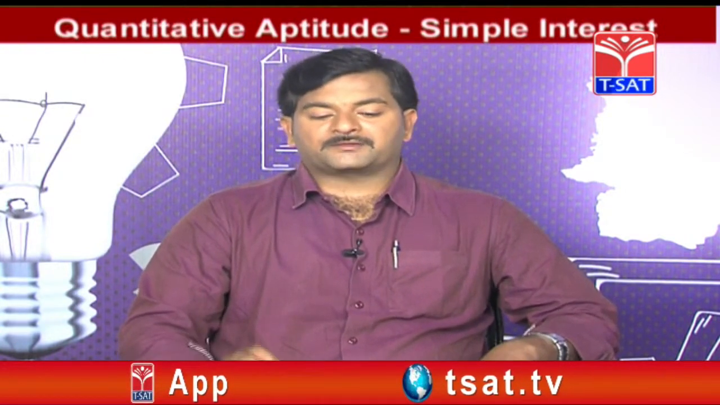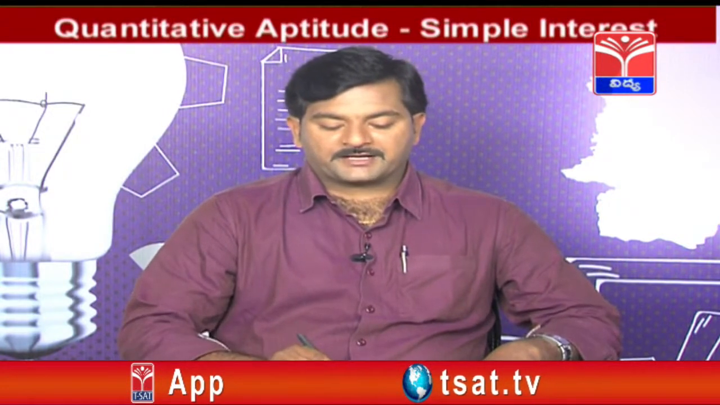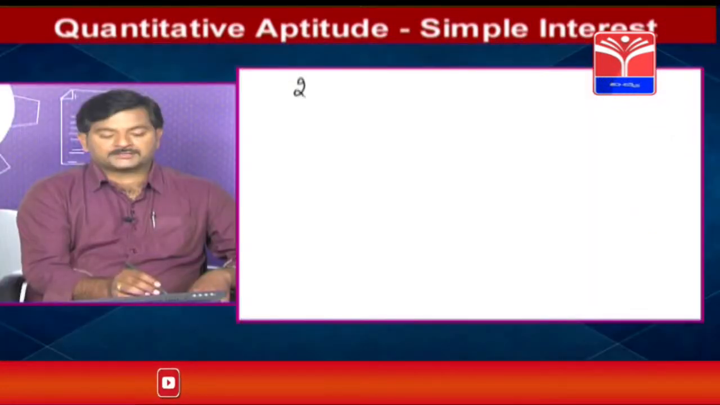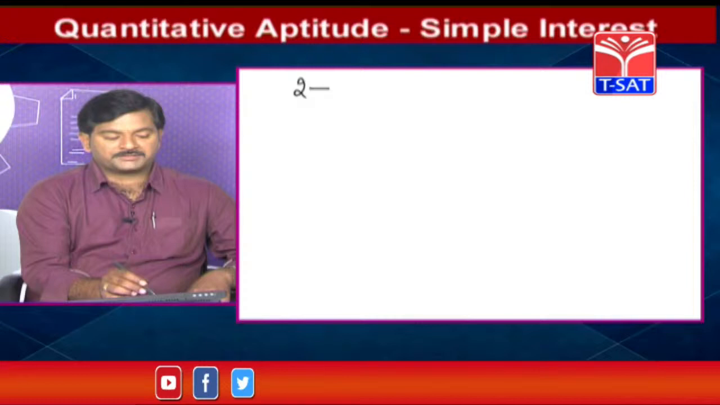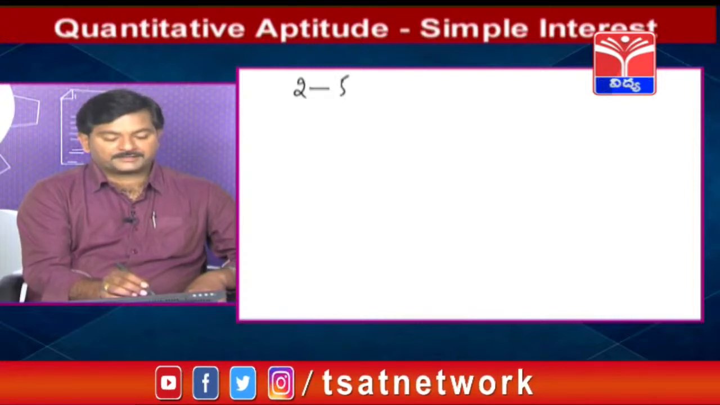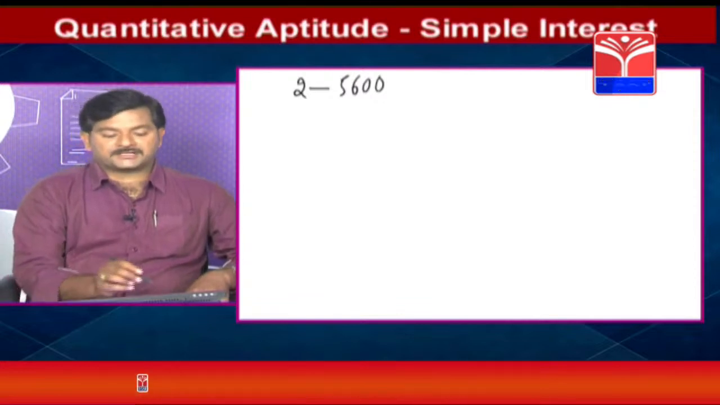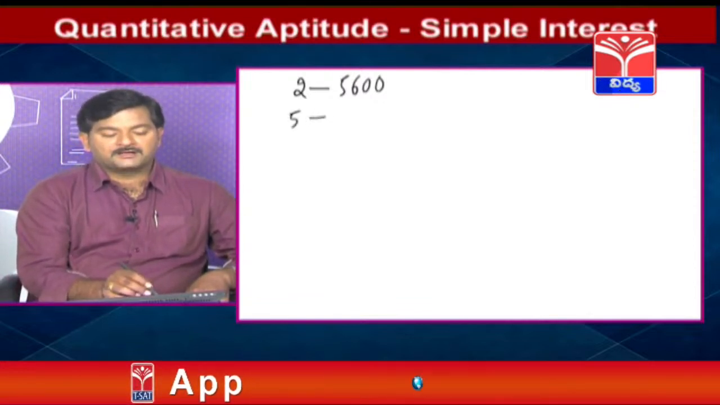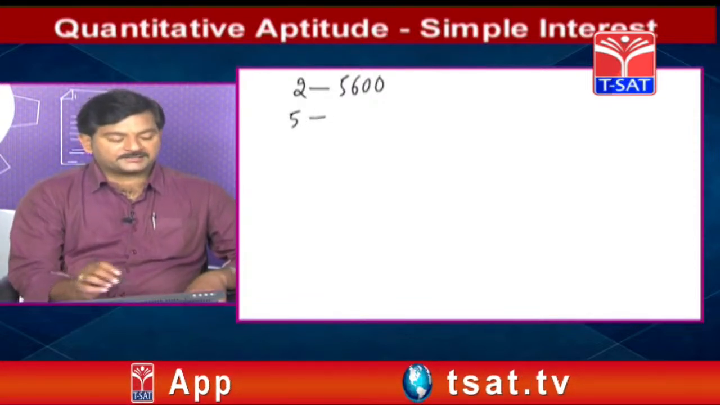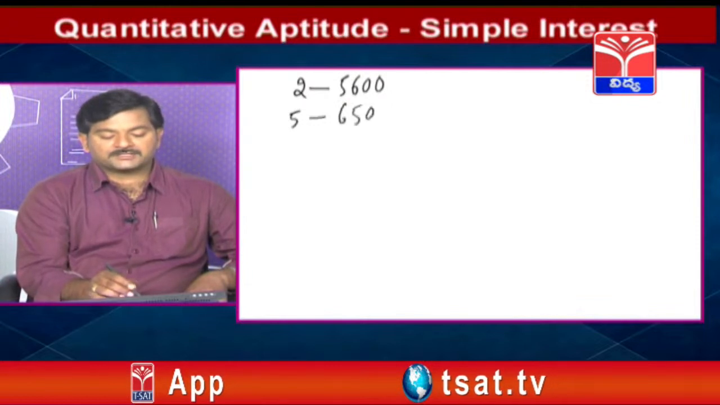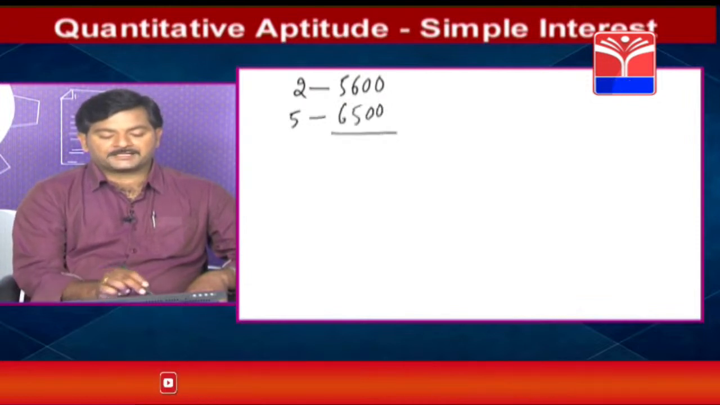Certain sum of money becomes how much? For 2 years, how much is given? Simply 5600. For 2 years, 5600 is given, and the same amount in 5 years will be how much? 6500. Okay, it is very clear.